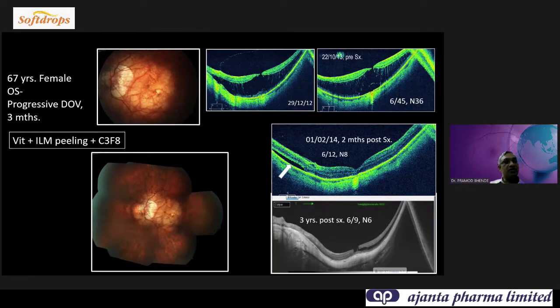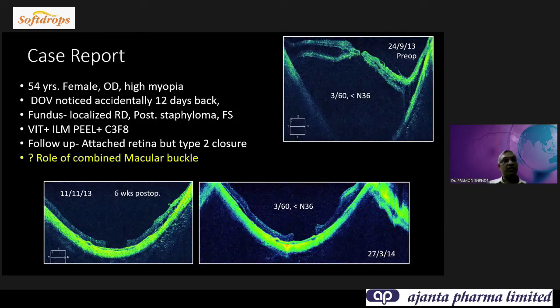This is a 67-year-old female, left eye, with progressive visual loss over the last 3 months, who underwent vitrectomy plus ILM peeling, and as you see here, vision gradually improved over 3 years. It took a while, gradually improving with regular follow-up. The sensory detachment remained for almost a year, and then slowly over 3 years everything settled down. The patient is maintaining 6/9 vision.